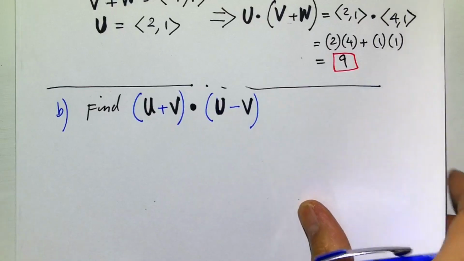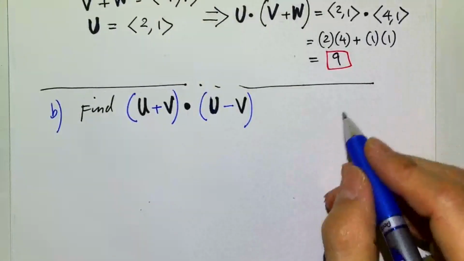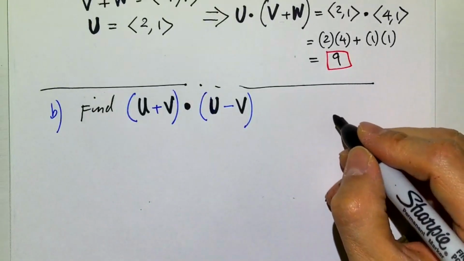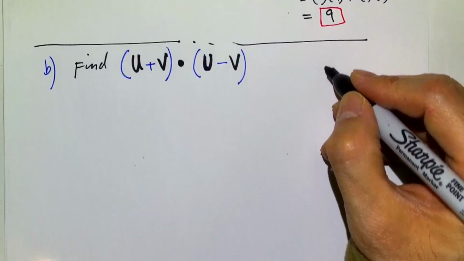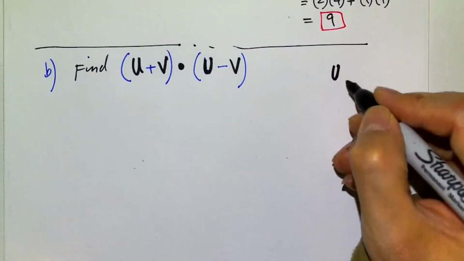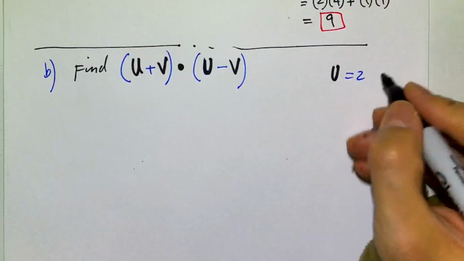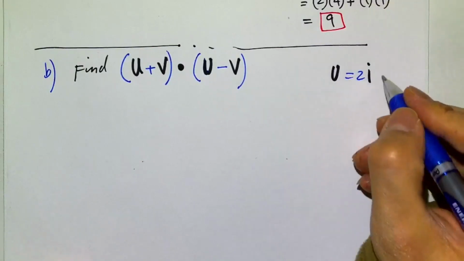Okay, let's do that. And as I promised, let me write those vectors here again. And we have u equals 2i plus j.